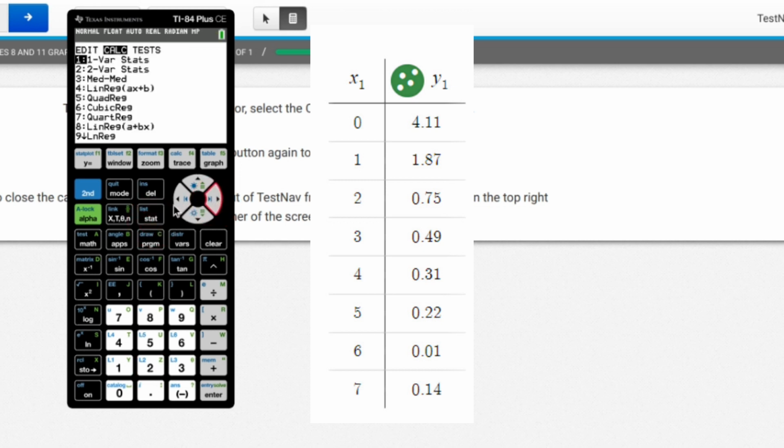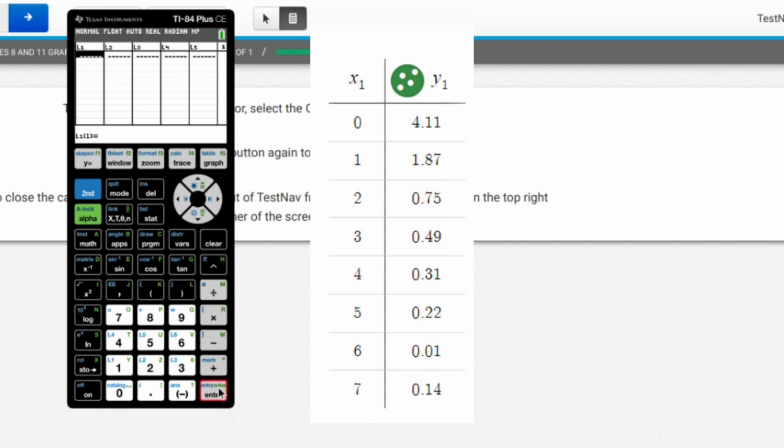Let's put in our values. Stat edit. We've got 1, 0 through 7, so no typos necessary for that one right there. And then we just type it in, 4.11, 1.87. And what we're supposed to do with this is draw a residual plot using the equation that we have. So I'm going to continue typing this out.